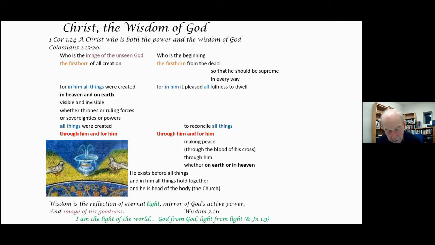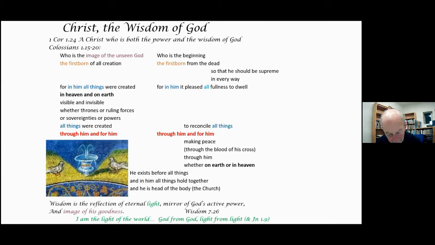Now I've set out the panel in Colossians on the slide in two panels, to demonstrate the two worlds or the two creations and the primacy of Christ in each. First, on the left-hand side, the image of the unseen God. Who is the image of the unseen God? That's in purple. Look at the bottom, the Old Testament: the image of his goodness, the concept of divine wisdom in the Book of Wisdom and the Book of Proverbs.